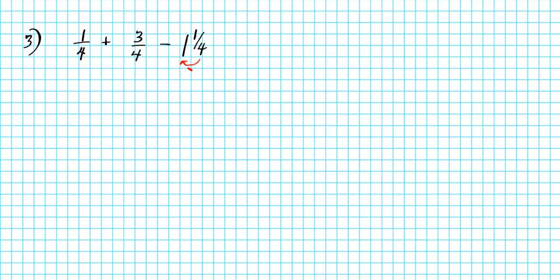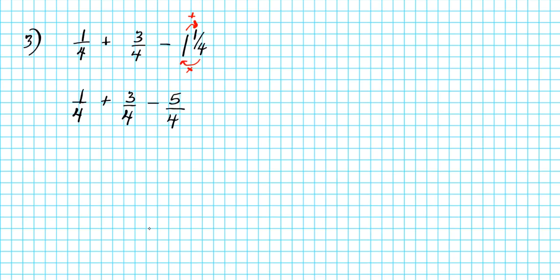Multiply the denominator by the whole number, and then you add the results to your numerator. So that will give us, bring down 1/4 plus 3/4 minus 1 times 4 is 4 plus 1 is 5.